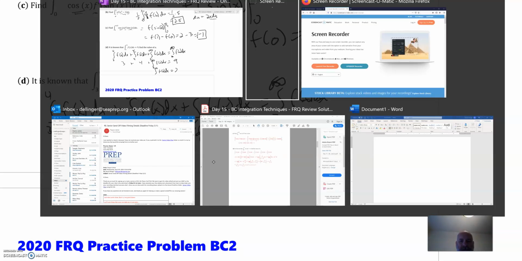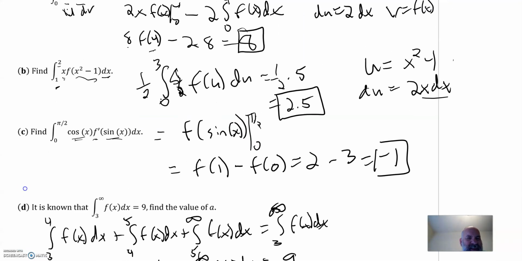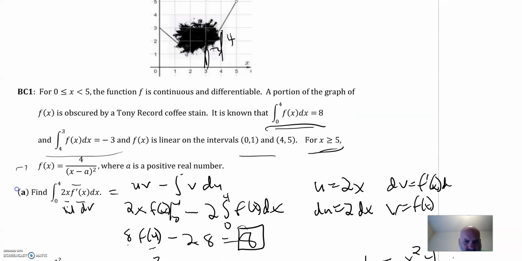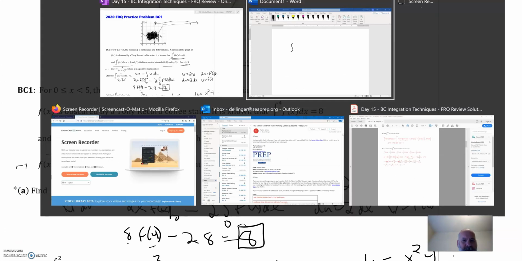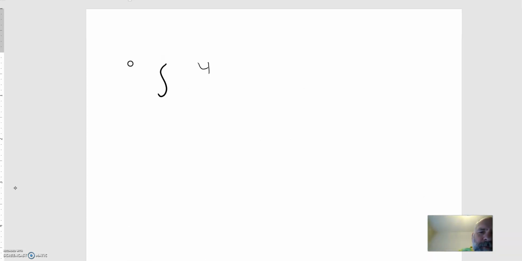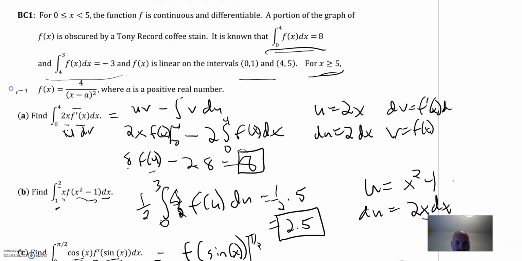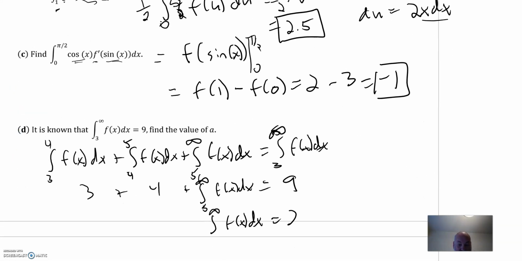I don't have enough space here, so I'm just going to grab a blank Word page and do it here. So I need the integral of, what was that function again? Let's go up to it. 4 over (x minus a) squared. Got it. The integral of 4 over (x minus a) squared from 5 to infinity, dx, has to be equal to 2. And I'm being asked to find the value of a that makes this true.